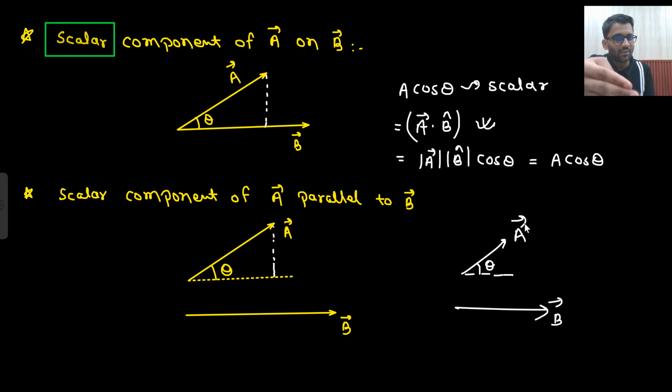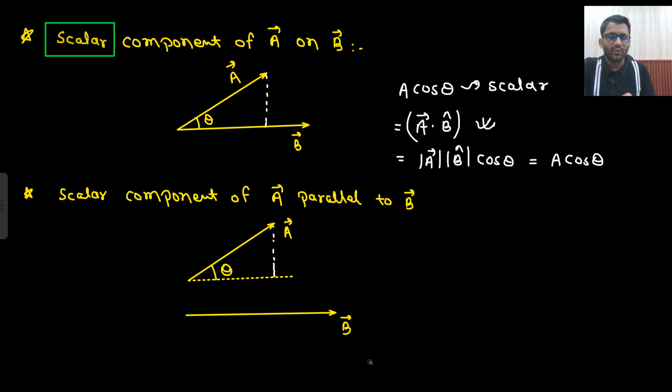So what will be the angle between vector A and vector B? Theta only. Angle between vector A and the parallel line to vector B is theta, so the angle between vector A and vector B will also be theta only, right? So here the component will be A cos theta. This component will be A cos theta only, right?